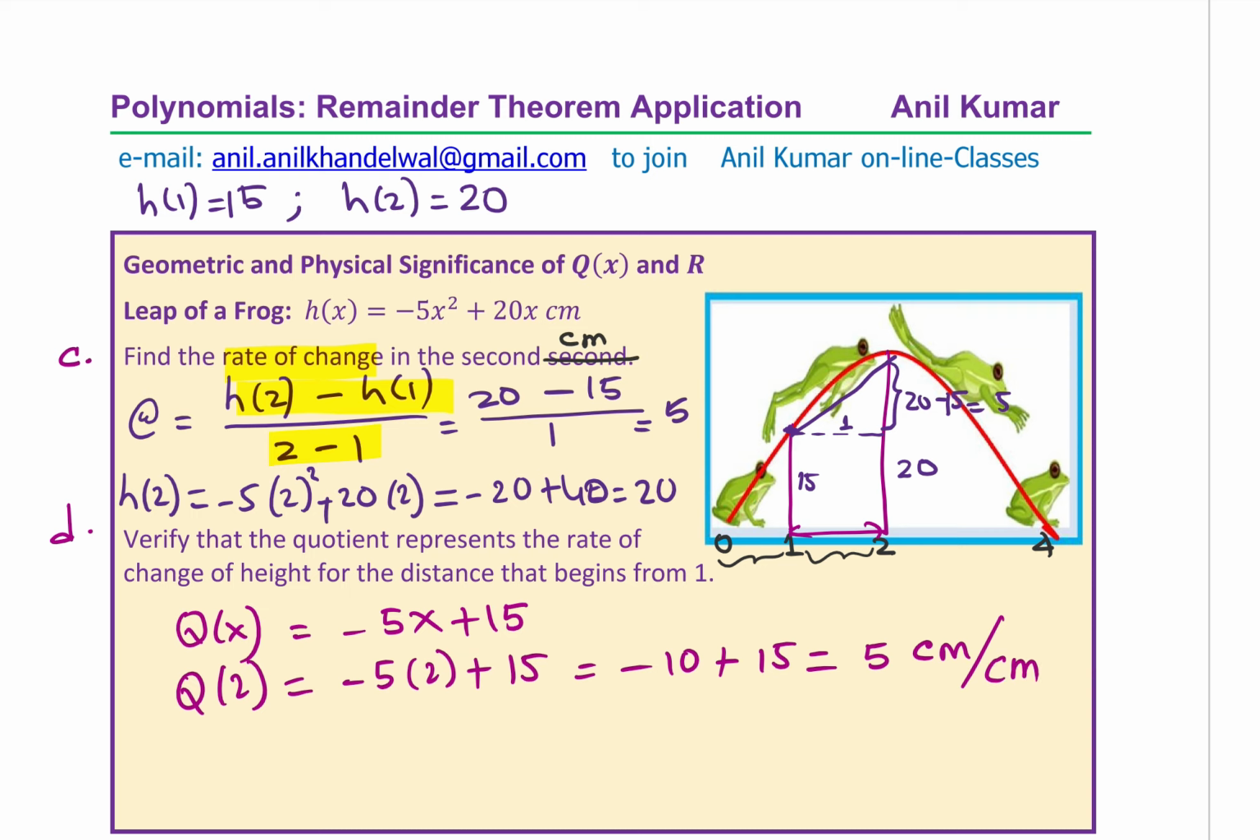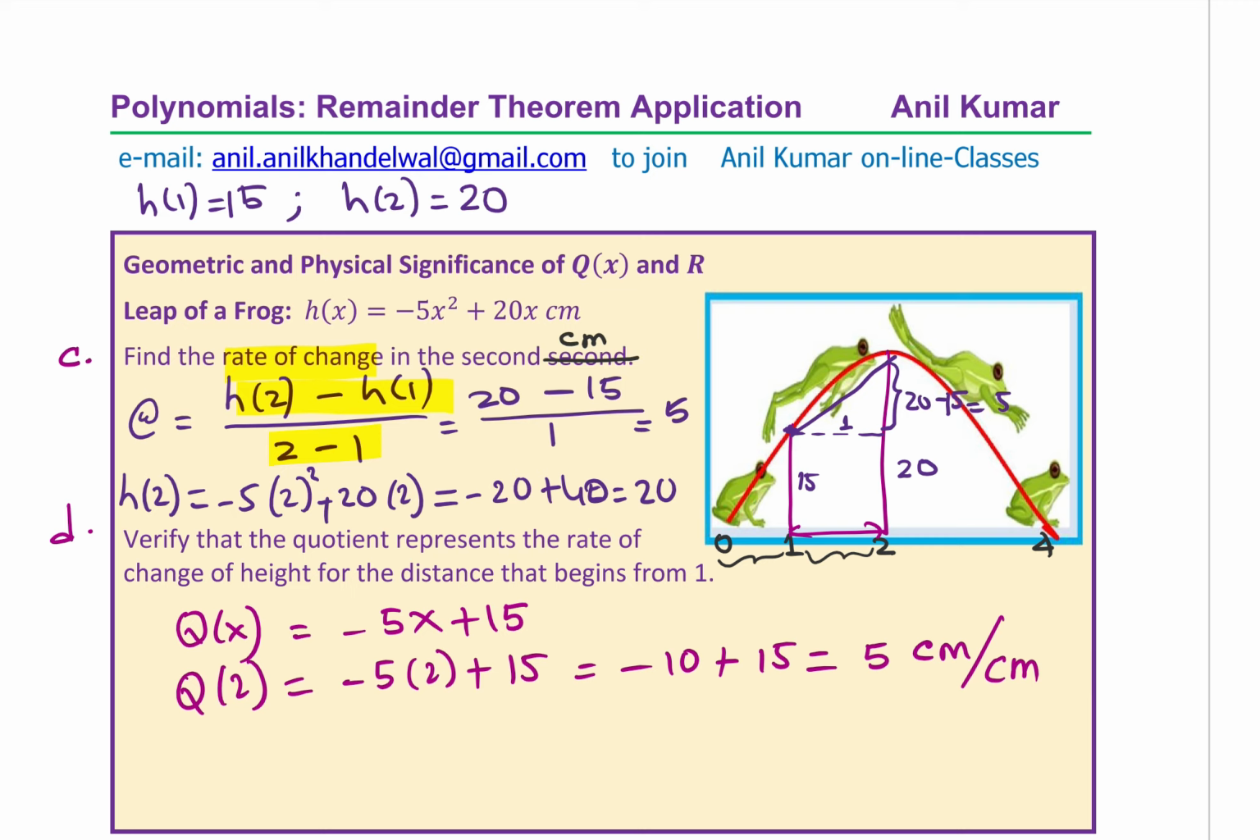Now you should not be cancelling this unit, because one unit is telling you the rise, which is the height, and the other one is the run, which is the distance, correct? So if this is height over distance, 5 centimeters per centimeter becomes the rate of change.